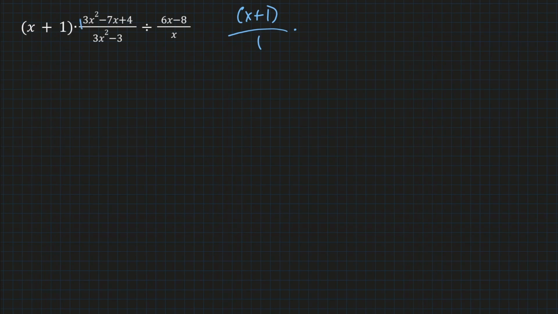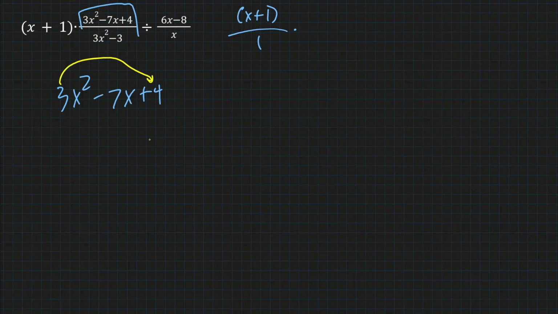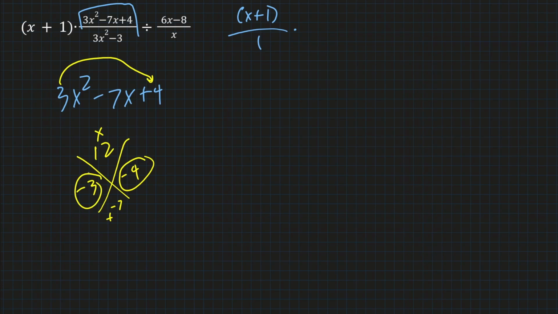Next, let's take a look at this numerator. We are going to factor it out: 3x squared minus 7x plus 4. Multiplying the a value times the c value will give us 12. So we need something that multiplies to make 12 and adds together to make negative 7. The two values that we're looking for are negative 3 and negative 4.